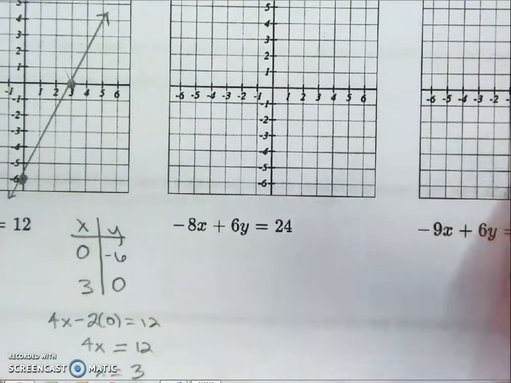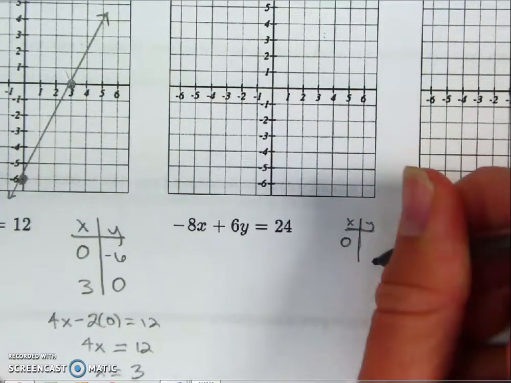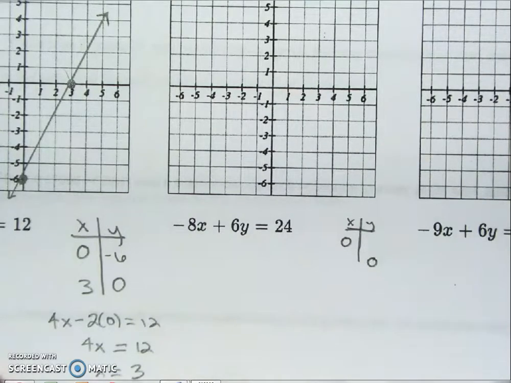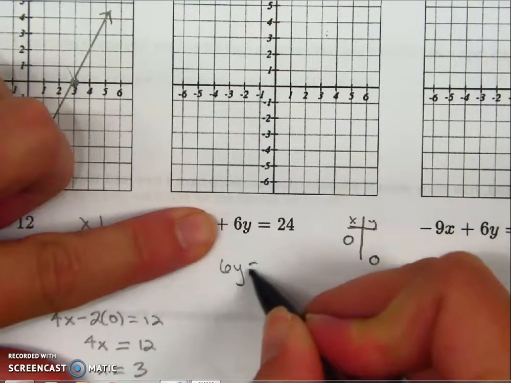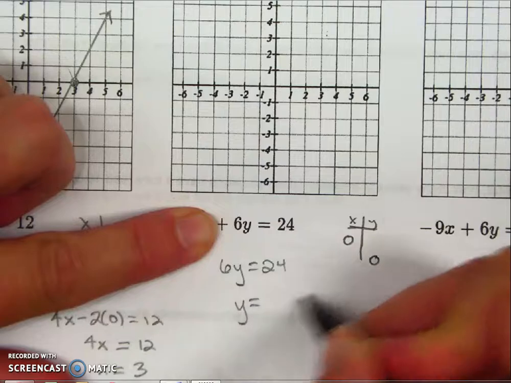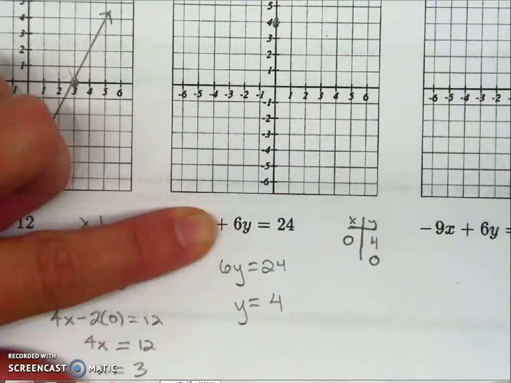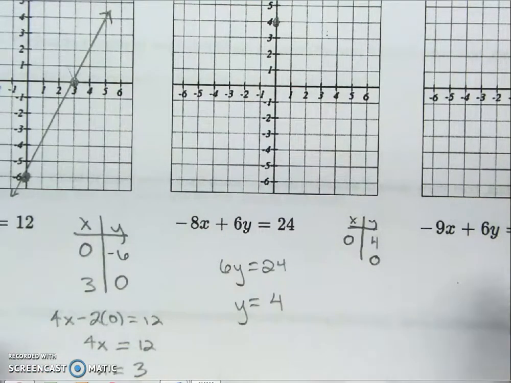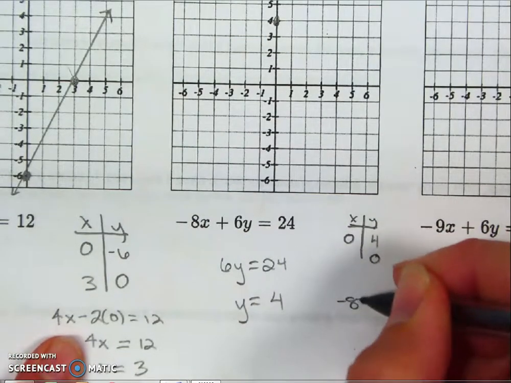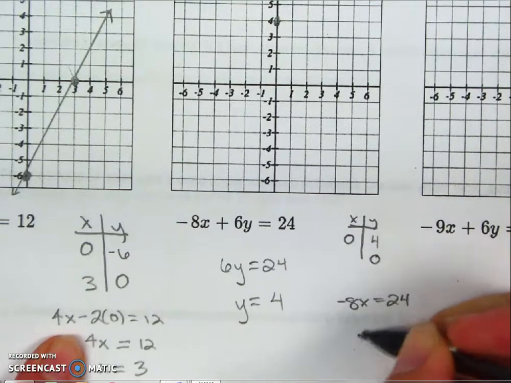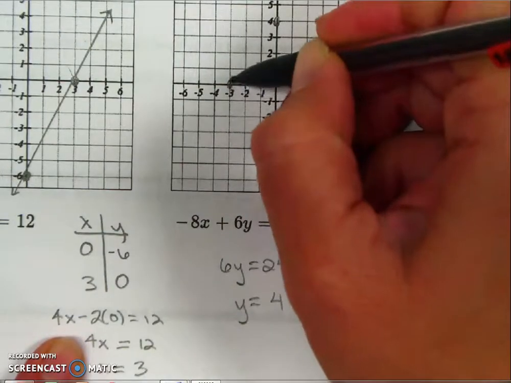All right, so let's make our little table of values. We know we're going to try to find the zeros. So I'm going to have a spot for x is 0 and a spot for y is 0. If I'm plugging in 0 for x, that one's going to go away, and so I would have 6y equals 24. Divide by 6, and that tells me y is 4. So there's 1 point, 0, 4. Now let's plug in 0 for y. If I plug in 0 for y, the equation says negative 8x equals 24. If I divide both sides by negative 8, I get negative 3. So that means my x-intercept is at negative 3, 0.